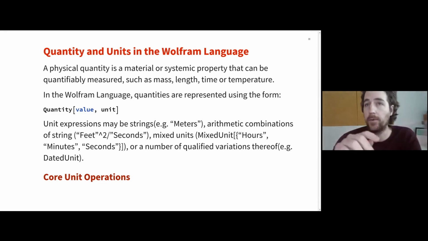If I want to know how many cows there are per acre, for the most part, a cow is not a convertible unit or a convertible quantity, but it's nice to be able to convert from acres to square meters, etc.